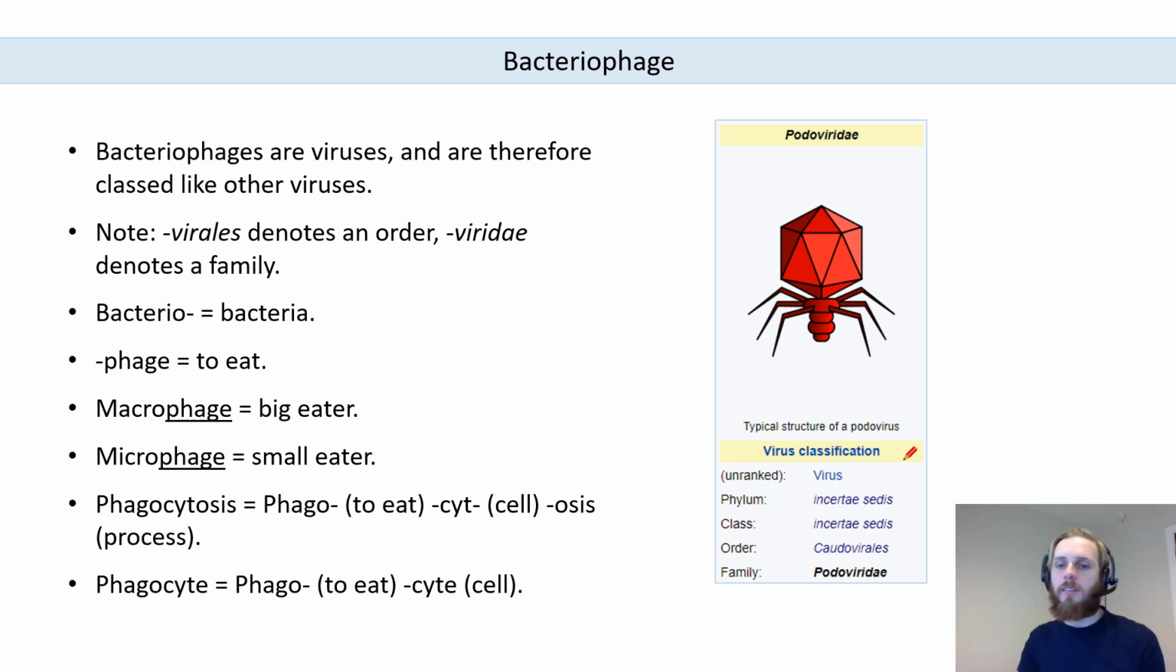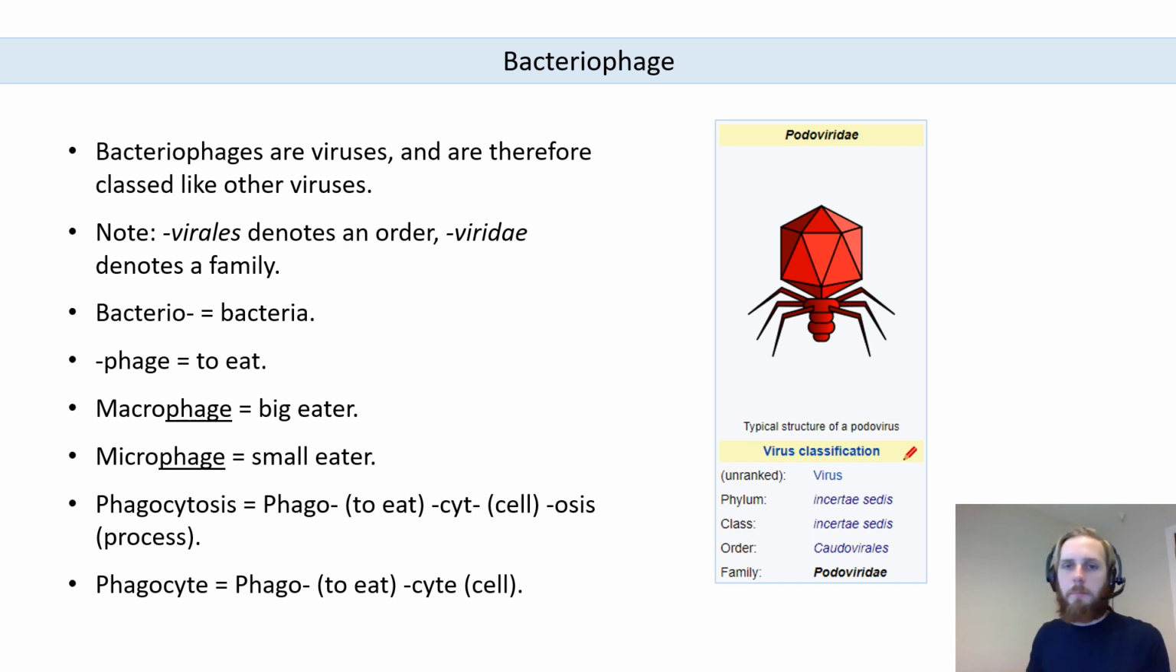And again, you'll ultimately see this if you go higher than order for any bacteriophage, because they are viruses that we can't classify. In terms of the terminology, when we're describing the bacteriophage itself, we're using similar terminology to the other viruses because they are viruses. So viridae is the suffix meaning family, and virales is the suffix meaning order. The term bacteriophage itself essentially means bacteria eater. Bacterio from bacteria, phage from to eat, which is the term you're probably familiar with.